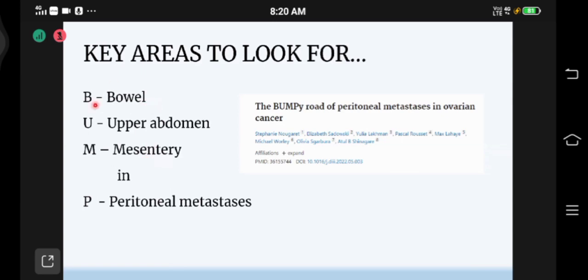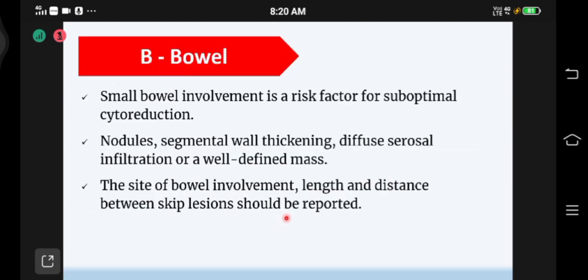So we'll systematically try to look for all these areas, especially in the patients with peritoneal disease. We'll just go one by one. Small bowel involvement is a risk factor for suboptimal cytoreduction: nodules, segmental wall thickening, diffuse serosal infiltration, or a well-defined mass in the bowel. All these we need to really look for, and we need to document it in our report. The site of bowel involvement, the length of bowel involved, the distance, and also not to forget the skip lesions. The distance between the skip lesions, and the skip lesions themselves, all have to be reported.